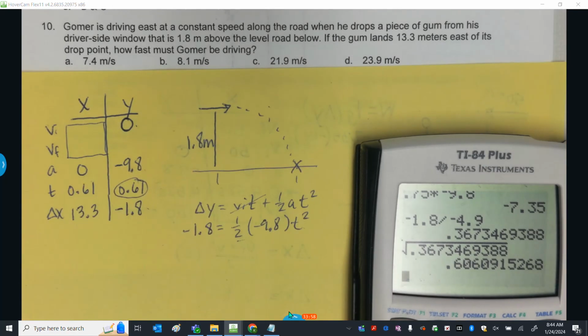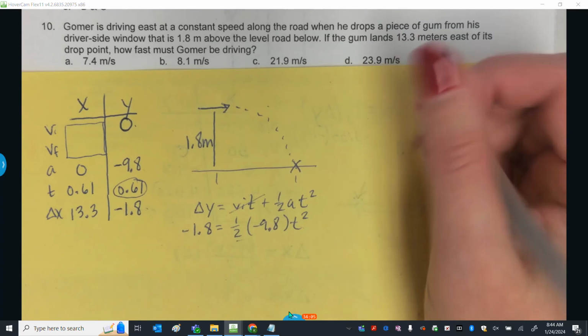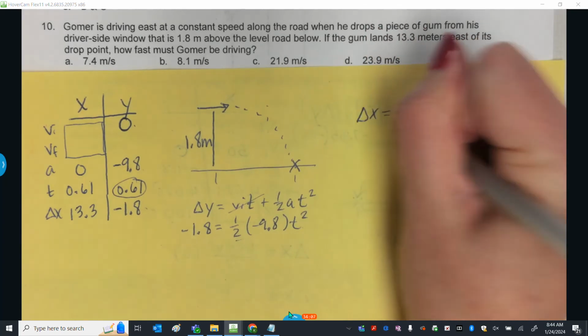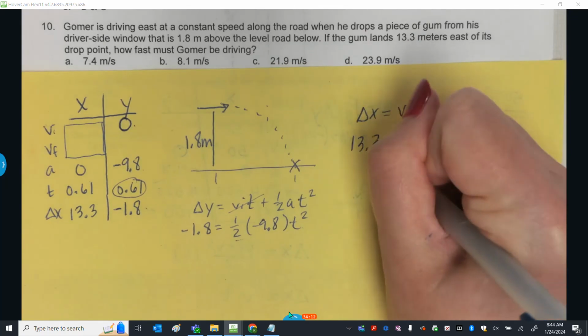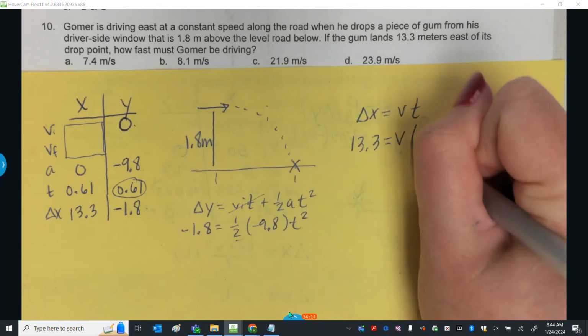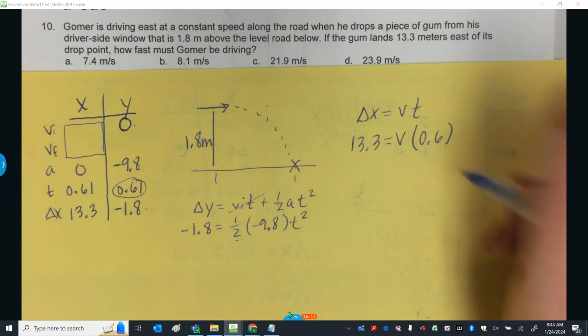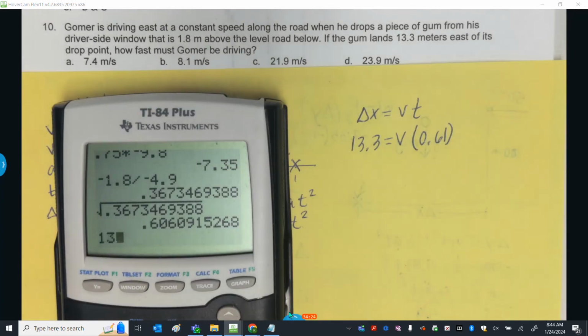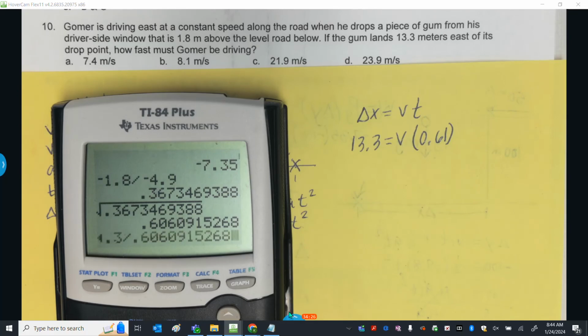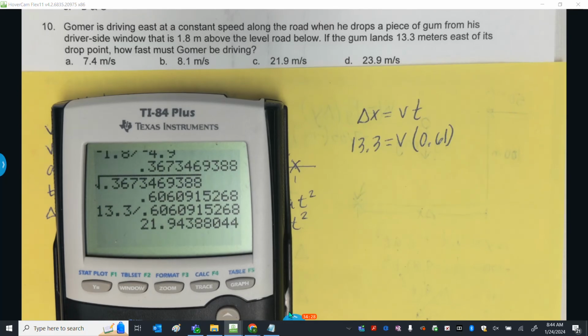Again, we don't need the time though, we need the velocity. He's driving at a constant speed, so I can use that constant velocity equation, delta x equals velocity times time. Again, delta x is 13.3, velocity is what I'm trying to find, the time is 0.61. Velocity is displacement over time, 13.3 divided by this answer. 13.3 divided by this number is 21.9, which is answer choice C for number 10.